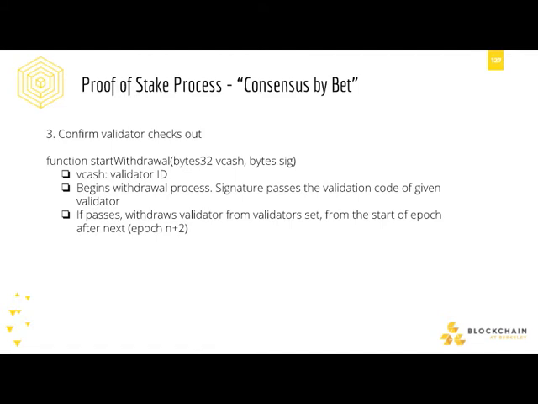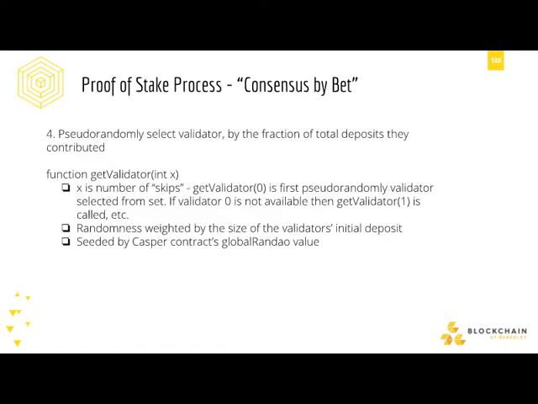The next step is confirming the validator checks out. Basically, if the signature that's offered in the start withdrawal function is also approved by the validation code, then it's cleared and you can continue. The fourth step is pseudo-randomly selecting the validator, and the contract does this. The Casper contract itself has the pseudo-random process for choosing the validator, and the odds are based on the fraction of total deposits they contribute. So if you've staked a lot more Ether, you're also more likely to be chosen in the validation process.